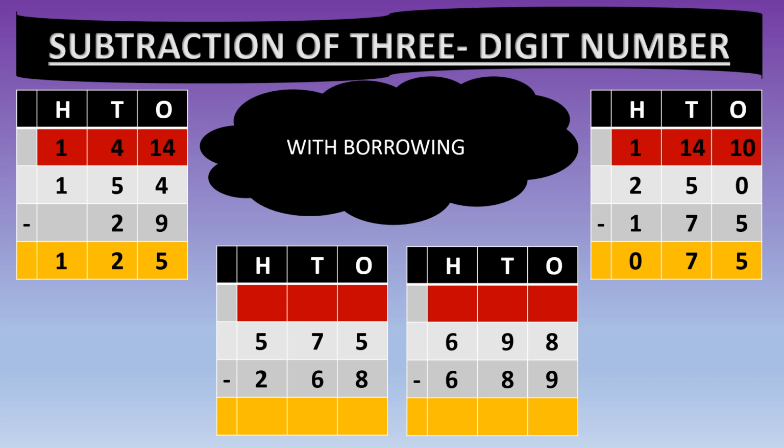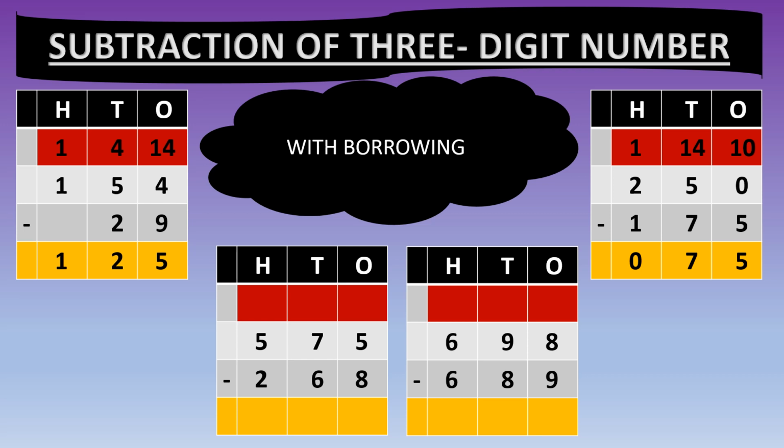250 minus 175. The first value in the ones place is 0. We cannot subtract 5 from 0. So we will borrow one value from the tens digit. The tens digit will give one value to ones. Now this becomes 10 and tens becomes 4.